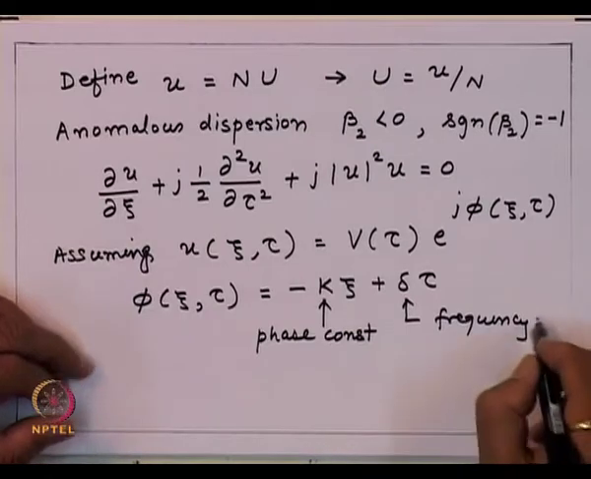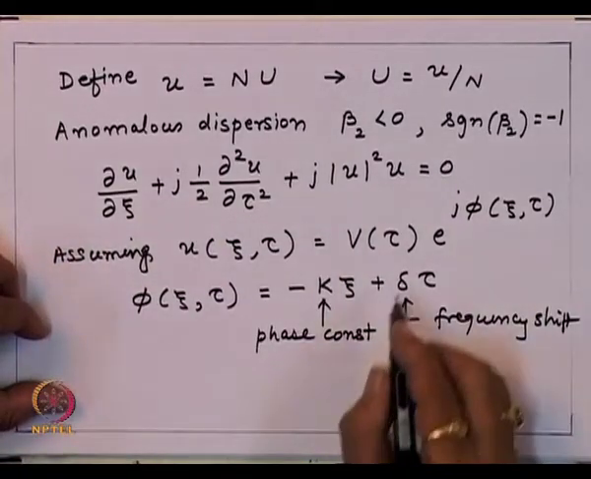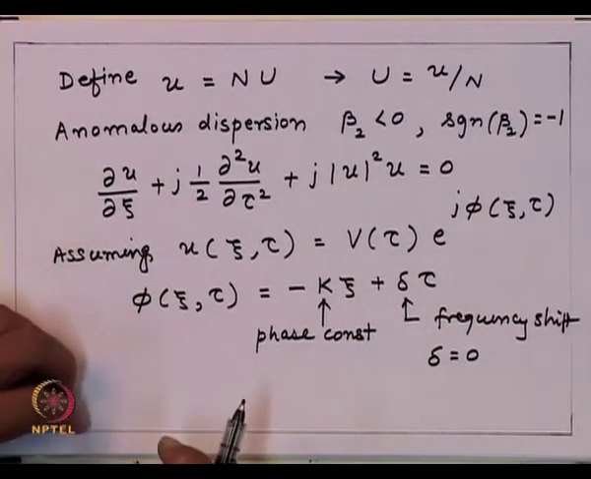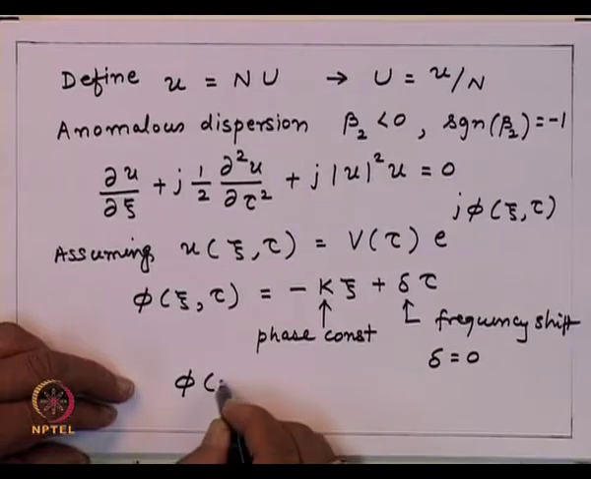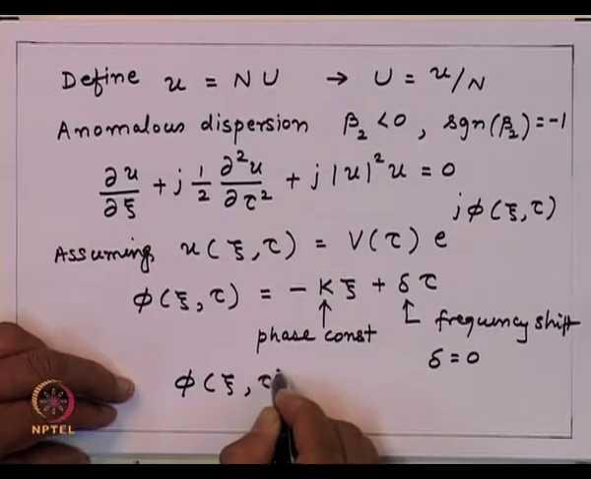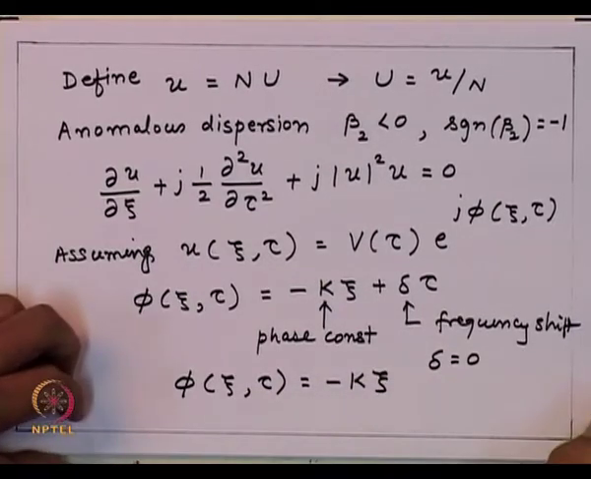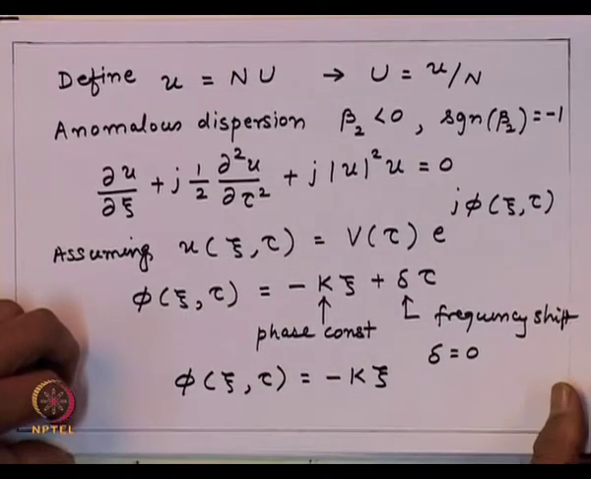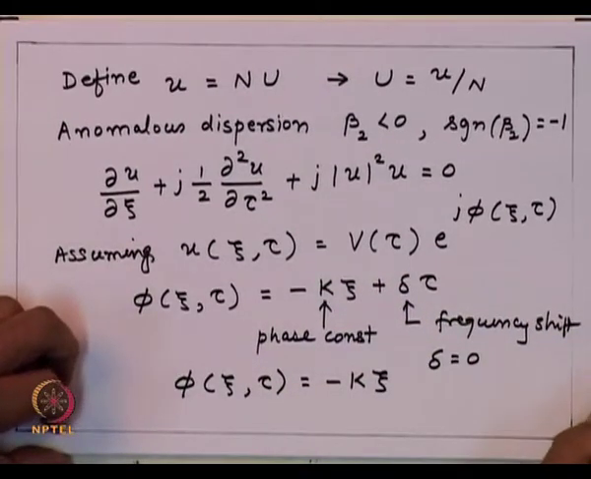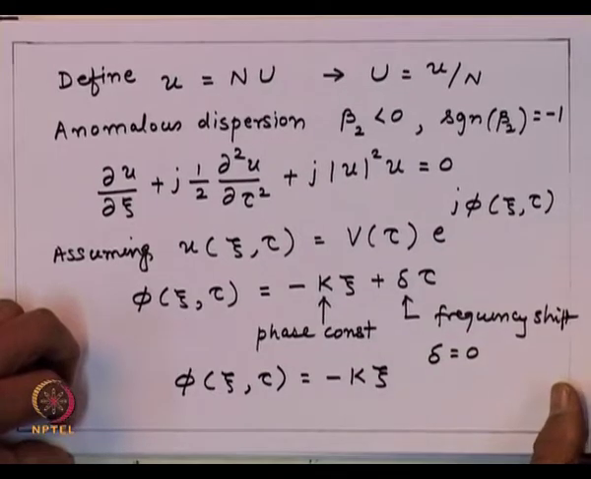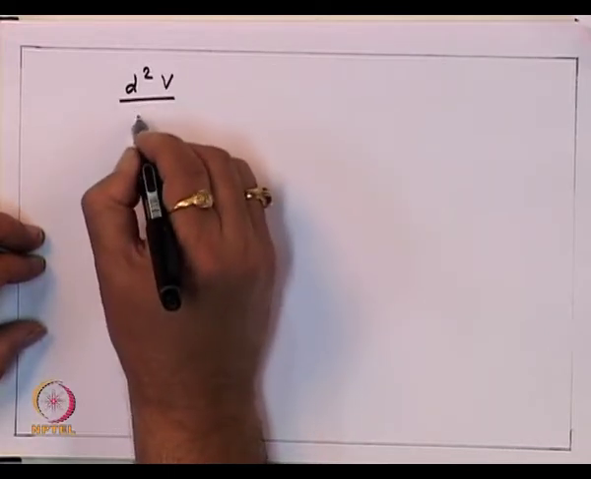If you assume that the frequency shift is not there when this phenomenon is moving, one can take this delta equal to 0. So, this phase as a function of zeta and tau will be equal to minus k times zeta. Once you get this, you can substitute into the equation, and the equation which we get for v can now be obtained as this.